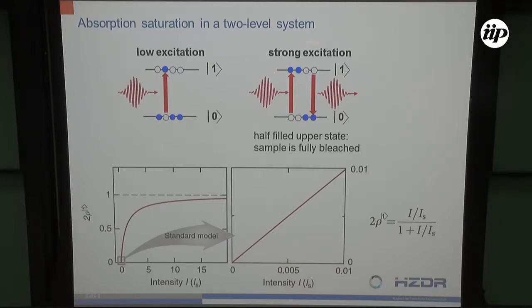If, on the other hand, we strongly excite the system, then we'll reach a state where there's half filling of the upper state, if the degeneracy is the same, and then the sample is completely transparent because there's the same probability to absorb an extra electron or to have stimulated emission of one. So this is a textbook example for the light-matter interaction, and the occupation of the upper level is given by this relation, where I is the intensity and I_S is the saturation intensity, which is a characteristic measure for this bending of a saturation curve. And this saturation intensity depends mainly on the scattering rates in the system.